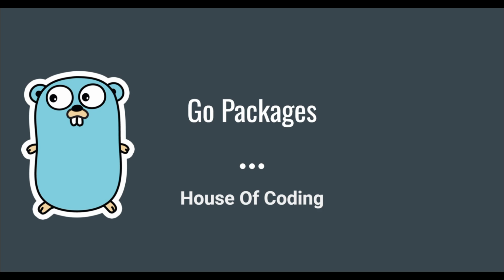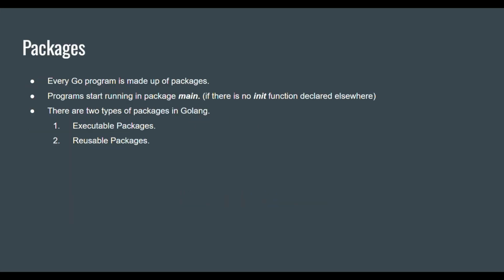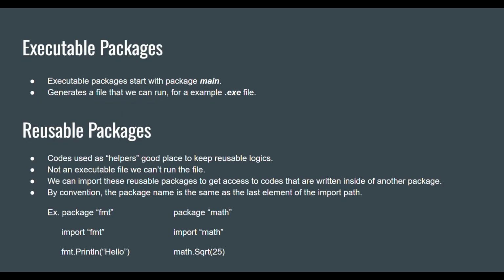Go packages. Every Go program is made up of packages. Programs start running in package main if there is no init function declared elsewhere. I will discuss both of these functions in coming videos. There are two types of packages in Golang: executable packages and reusable packages. Executable packages start with package main and generate a file that we can run, for example an .exe file.